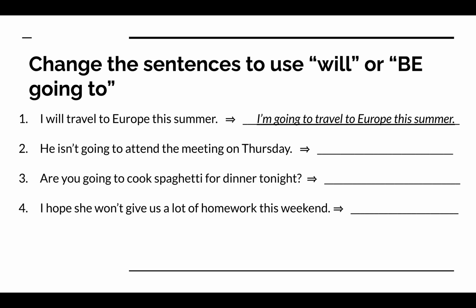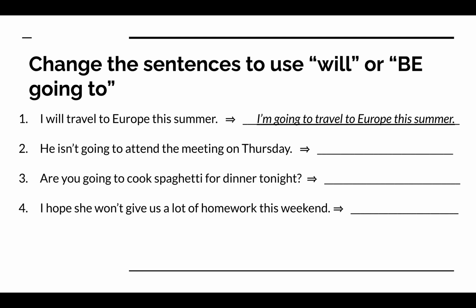Okay, a little bit of practice for you here. Each of the sentences either uses will or be going to on the left side. I want you to change the sentences to the other type. So for example, this one used will, so you change it to be going to. This one uses be going to, so you change it to will over here. Again, you can pause the video while you think about the answers. I'm going to give you the answers in just a moment.